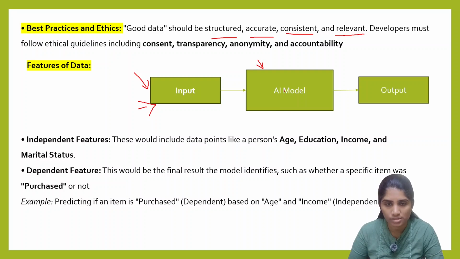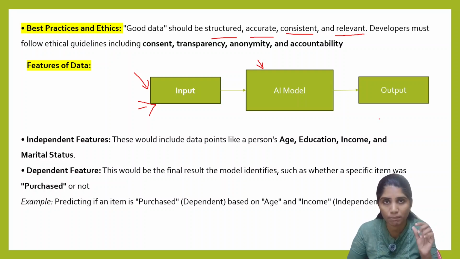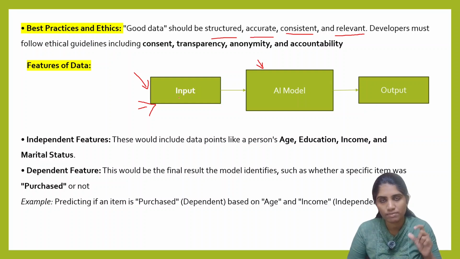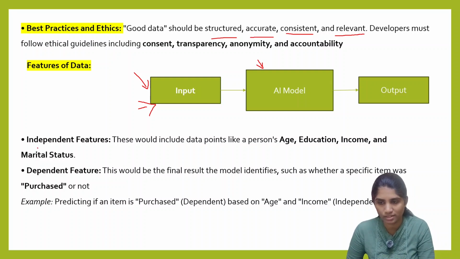And after crossing the model, whatever the predicted output is, we call it a dependent variable or dependent feature, because it depends on the input which we give. So just remember, input we call an independent feature, and output we call a dependent feature. Okay, that is what I have explained here.